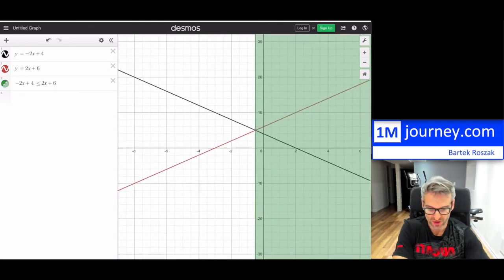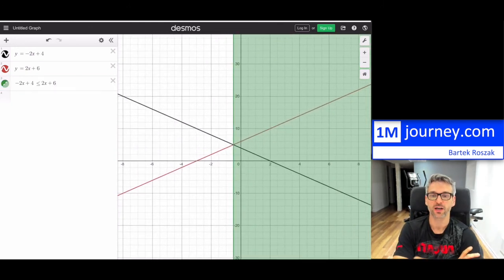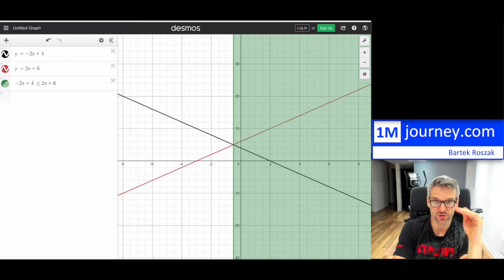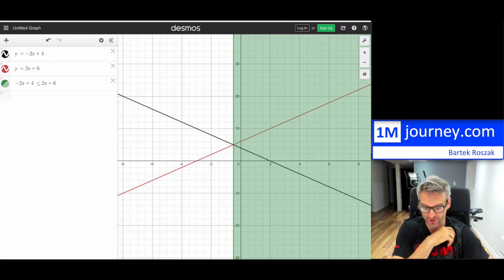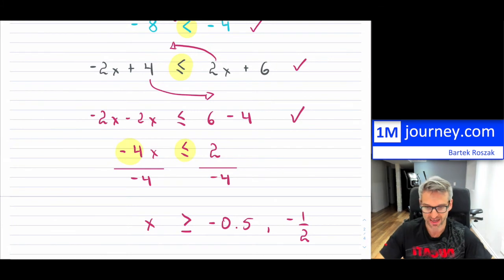So Desmos actually shows us, what you see there in green on the right-hand side, all the values for x where your red line, which is 2x plus 6, is greater than your black line, which is negative 2x plus 4. So it literally shows you, and you can see that. Desmos does a wonderful job for us. And again, this visually tells you what these inequalities mean. When they're linear, you basically have two lines. You have a line on the left-hand side of the inequality and a line on the right-hand side of the inequality.